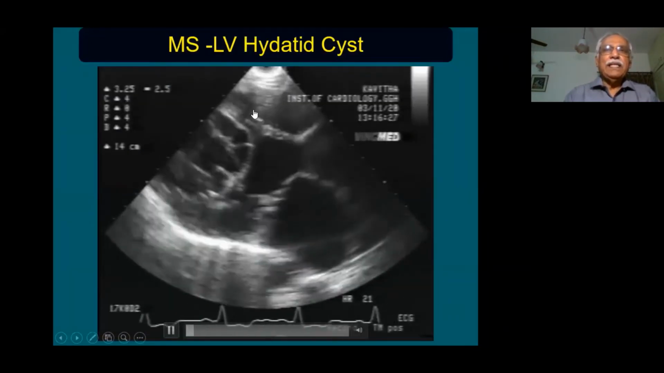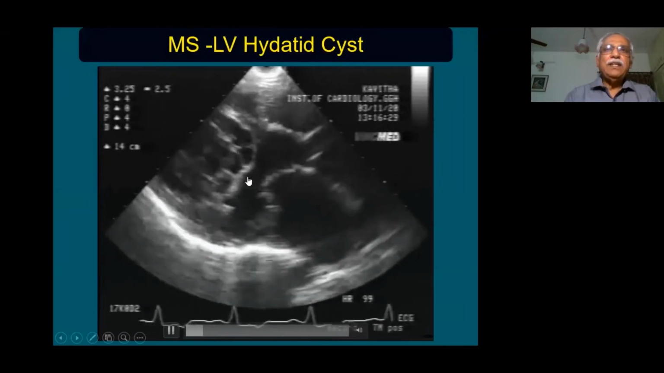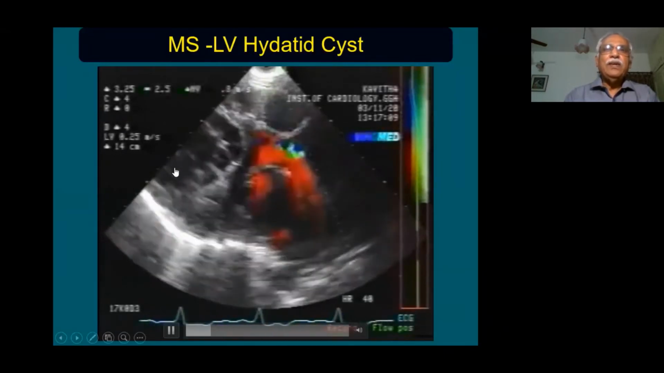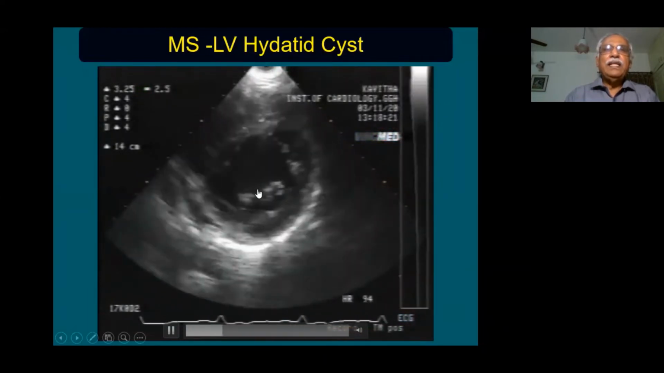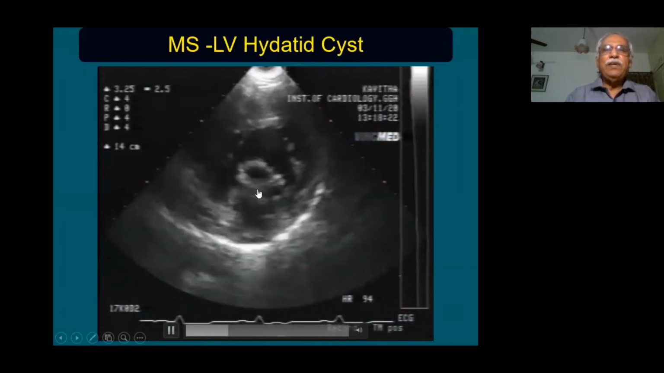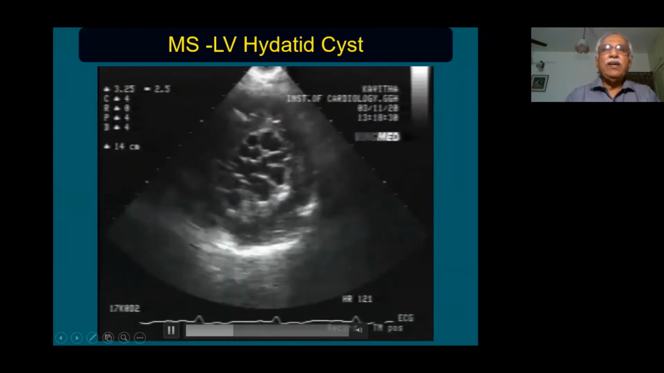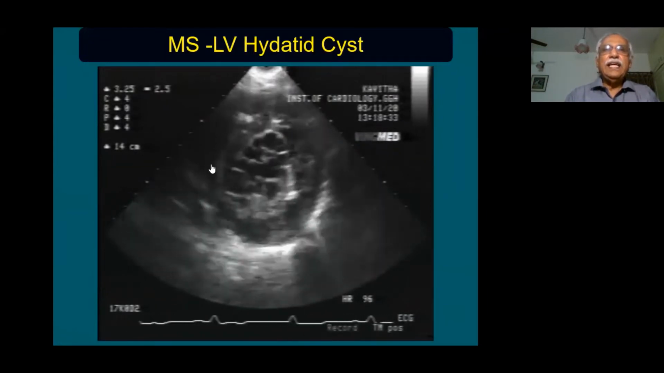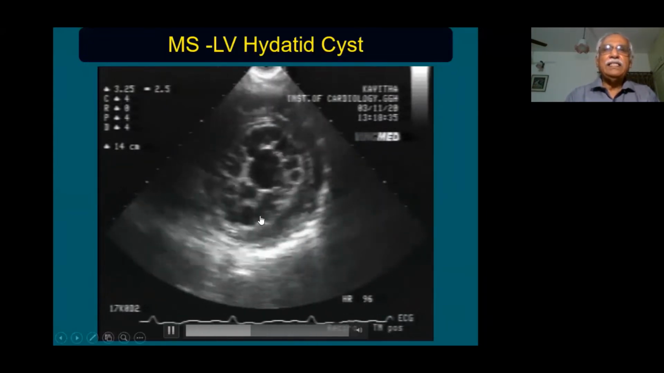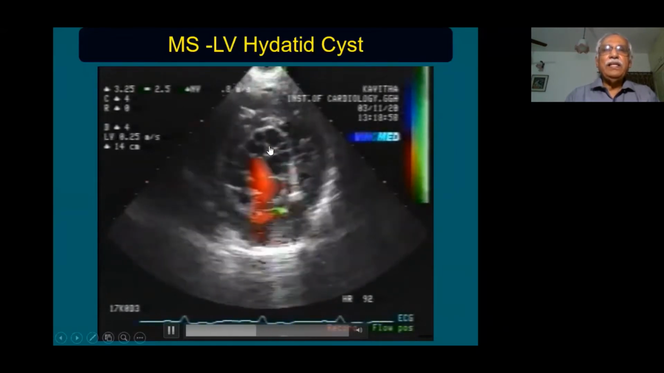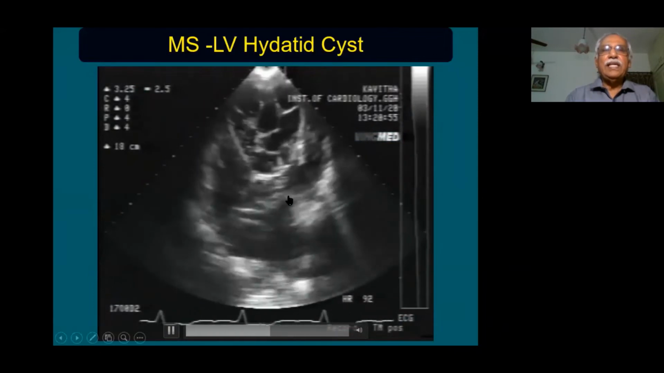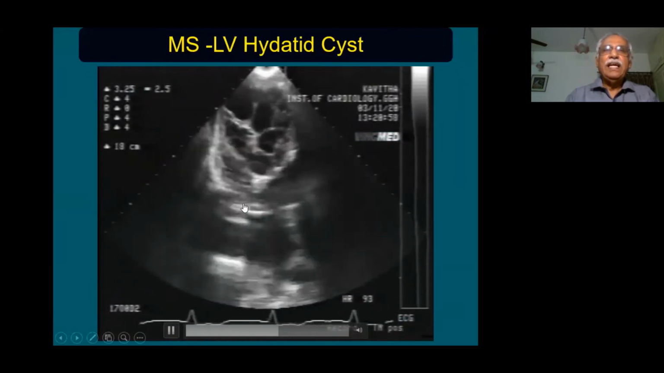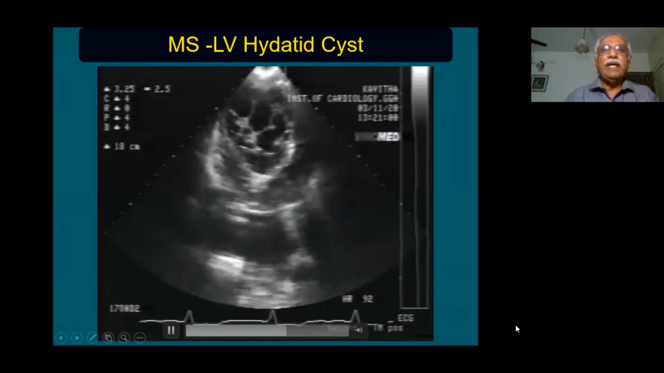This is another patient. The mass looks almost similar to the previous one. The only thing is here in this patient, it is present inside the left ventricle. And you see here, this patient has severe mitral stenosis and mild aortic regurgitation. So this is again a patient with hydatid cyst inside the left ventricle with rheumatic mitral stenosis and rheumatic aortic regurgitation. Mitral stenosis is severe and the aortic regurgitation is very mild.